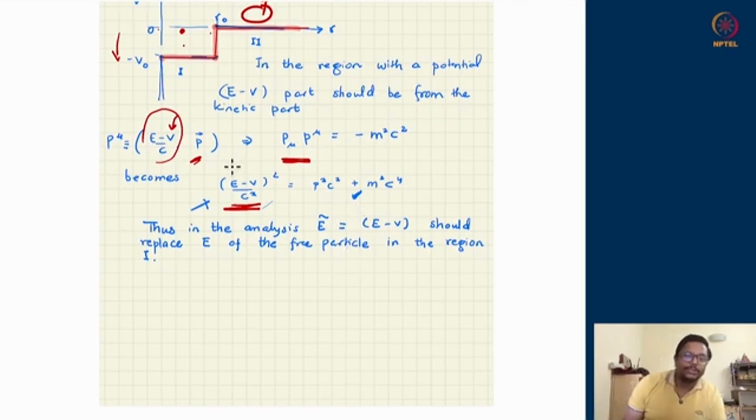We can call this quantity E minus V as E tilde, and that is a free particle with energy E tilde. E tilde square divided by c square is equal to the spatial P square c square plus the mass term of the particle. So as we discussed, in region 1 the energy is shifted to E tilde.